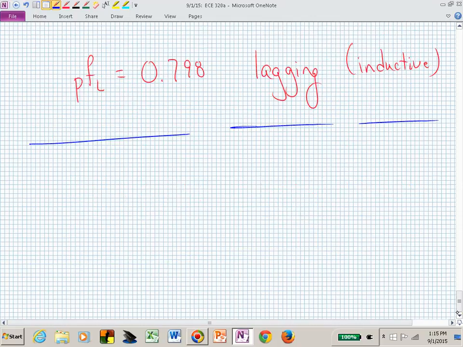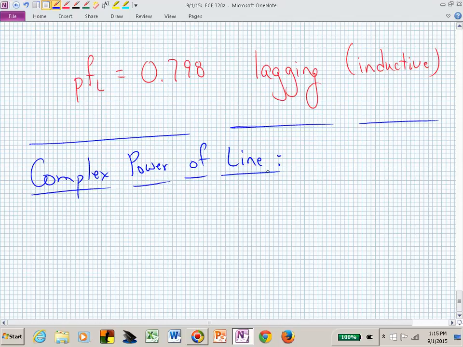Let's look at the complex power of the line, which really is an abbreviation of the transmission line. I'm just being short. How could we find this? And many times in engineering, you can find answers many different ways.